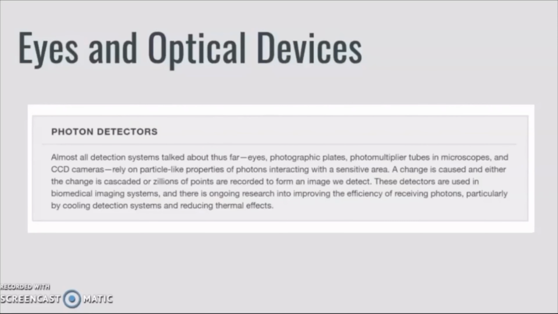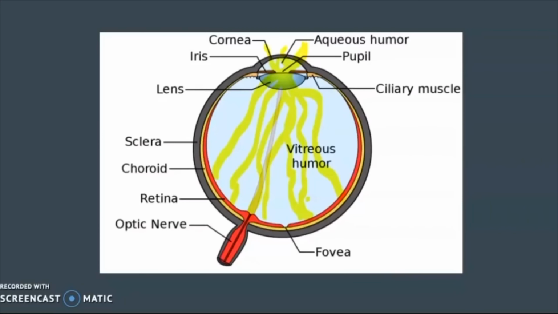Then let's get into the last application I wanted to highlight, which is eyes and optical devices. This is a really concise summary that I recommend you check out in the OpenStax textbook. It says almost all detection systems talked about thus far: eyes, photographic lens plates, photomultiplier tubes and microscopes, and CCD cameras rely on particle-like properties of photons interacting with a sensitive area. Photons carry this momentum, and they can interact with either a digital sensor or something more analog or something biological.